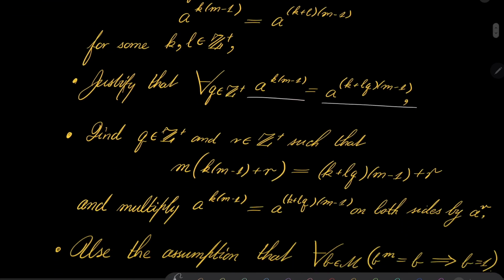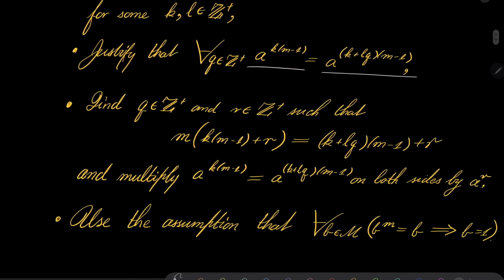And now comes the tricky part and the most crucial part. You should be able to find positive integers q and r satisfying the following condition: m times k times m minus 1 plus r should be equal to k plus lq times m minus 1 plus r. And if you find these integers q and r, you should multiply on both sides by a to the power of r.